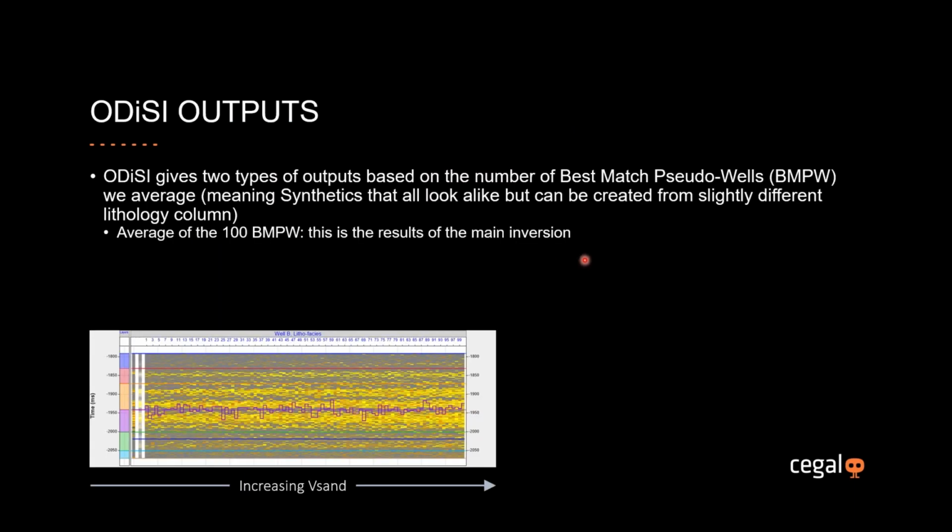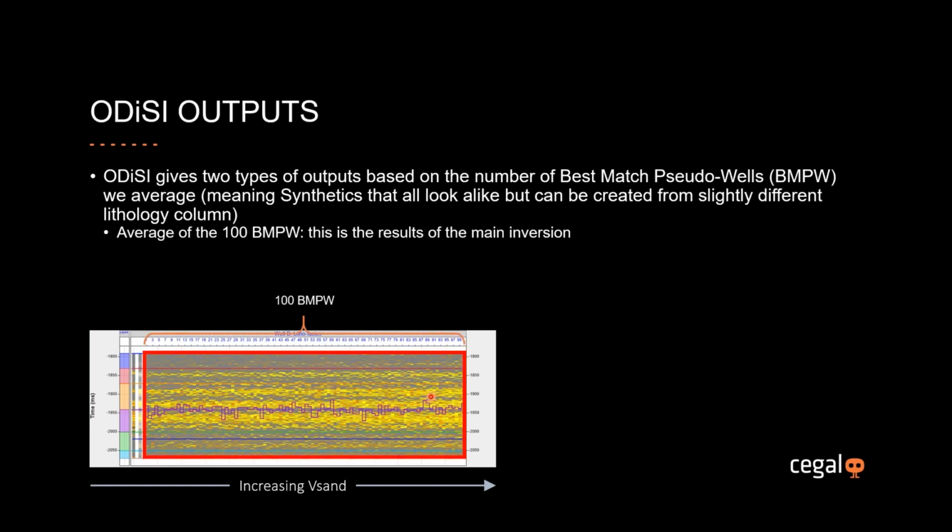ODiSI gives two types of outputs based on the number of best match pseudo-wells we average, meaning synthetics that all look alike, but can be created from slightly different lithology columns. So first, we have the average of the 100 best match pseudo-wells. This is the result of the main inversion.